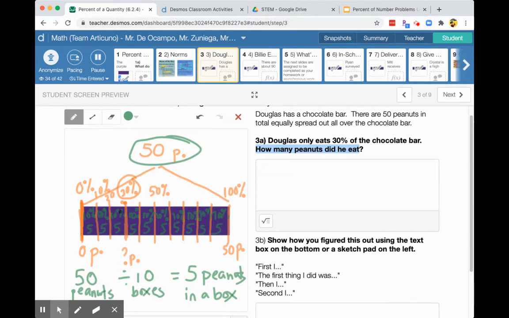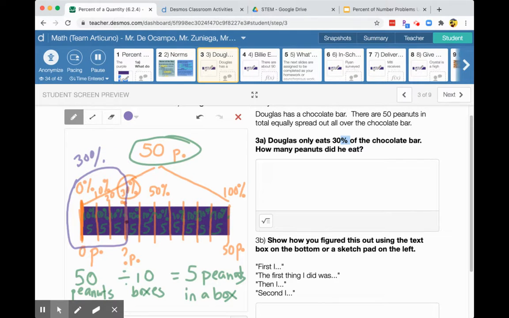All right. Now we're getting closer to the mystery. Okay. So why did we do all of this work? Well, okay. Let's go to the question again. How many peanuts did he eat? Well, wait a minute. How many peanuts did he eat? We're talking about 30%. So let's circle what 30% looks like. It's this part. This is our 30% right here. Okay. This is our 30%.